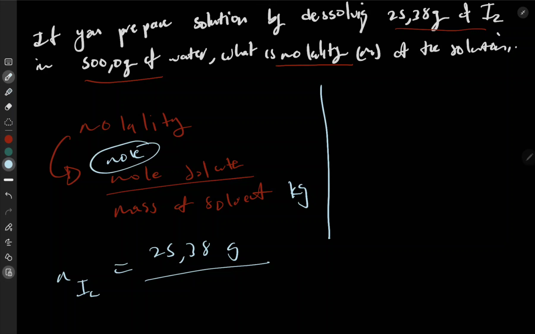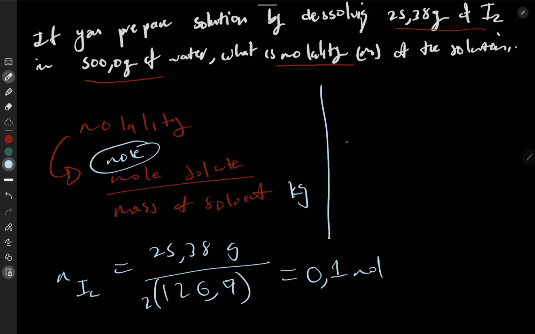From my periodic table here, iodine is 126.9, and then there are two of them. I put this in a calculator, and if I work that very well, I get 0.1. I need to fix this, and this is 0.1 moles.